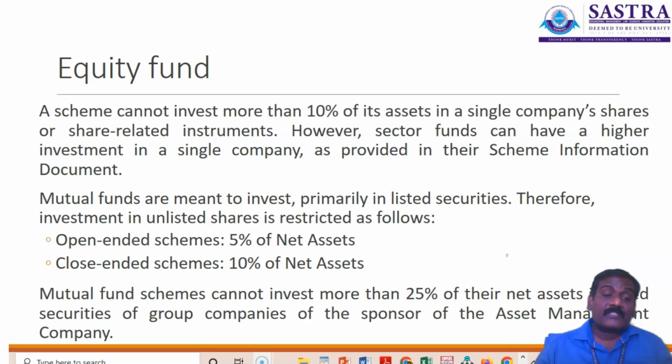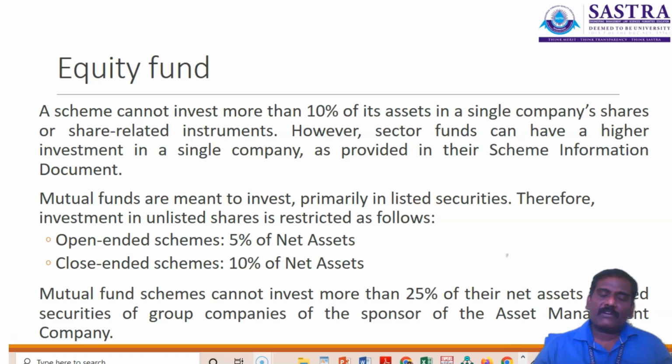So, these are the norms for the open-ended scheme and closed-ended scheme. For the open-ended scheme, it is permitted up to a maximum of 5% of its investment. It means that based on the total net assets, they can invest up to 5% in unlisted companies. For closed-ended schemes, they can invest up to 10% of the total net assets, or the total value of investments held for the particular scheme, in unlisted securities.